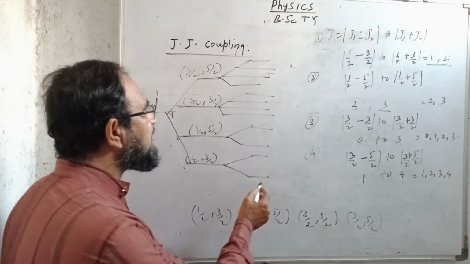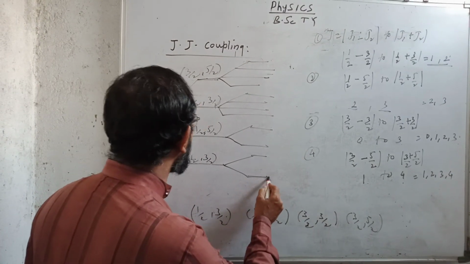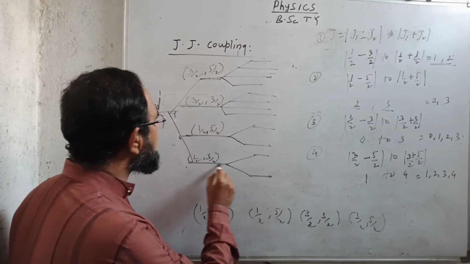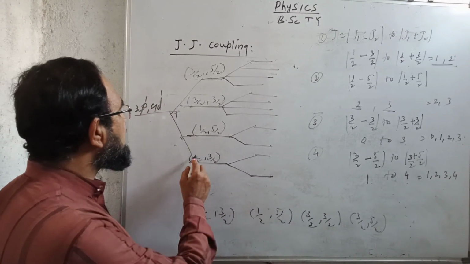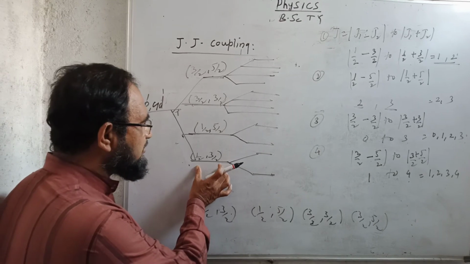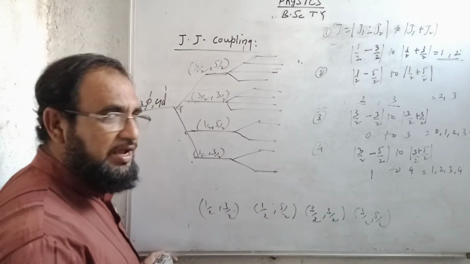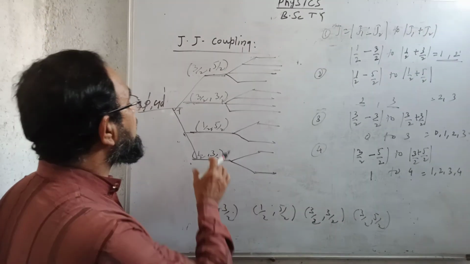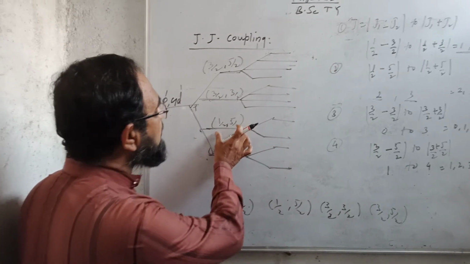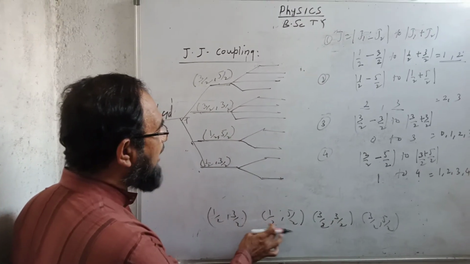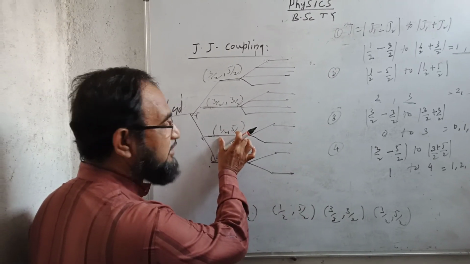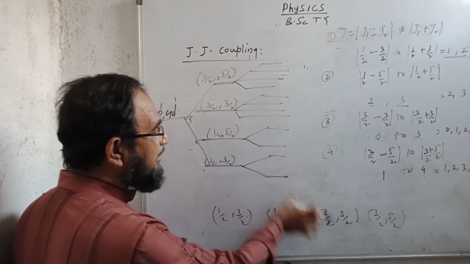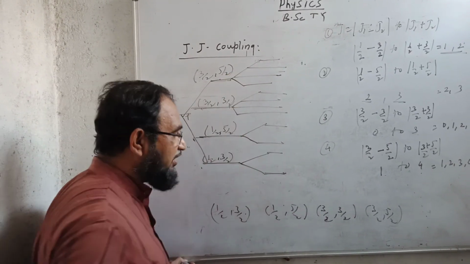So here I will say that the first lowest energy level, I can write here the 1/2 and 3/2, lowest energy of J, by Hund's rule. Now upper to this, that is the first level, 1/2 and 5/2, slightly more energy. Then 3/2 and 3/2, then 3/2 and 5/2.